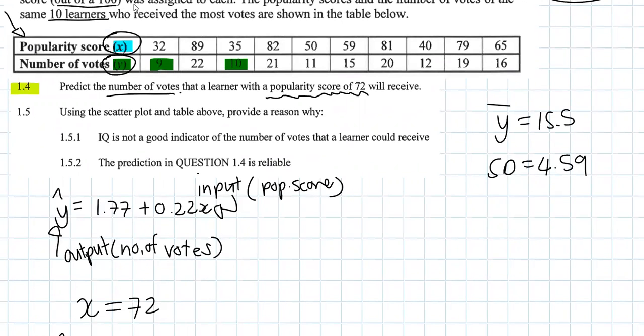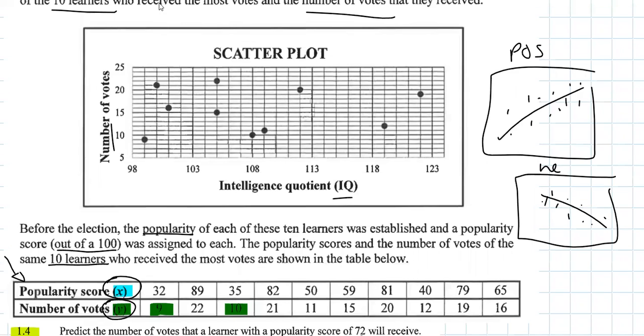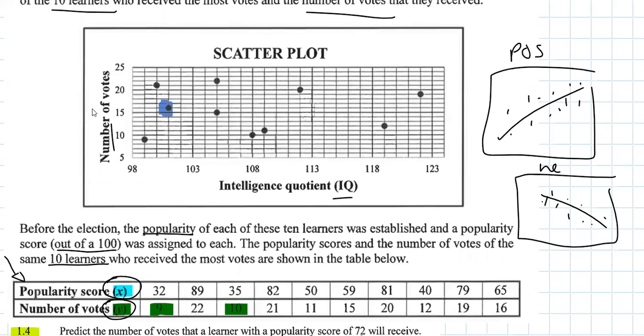Number 1.5: using a scatter plot and table, provide reasons for the following. Why is IQ not a good indicator of the number of votes? This comes back to our line of best fit. If you look at the scatter plot, the points are widely dispersed. They're far away, all over the place. So that's one reason it's not a good indication. There's no trend like we had here, positive or negative. We don't see anything like that.